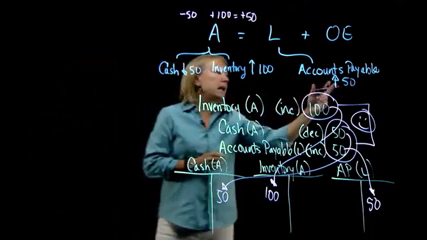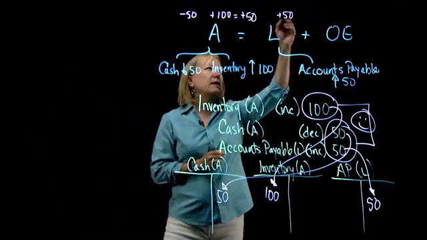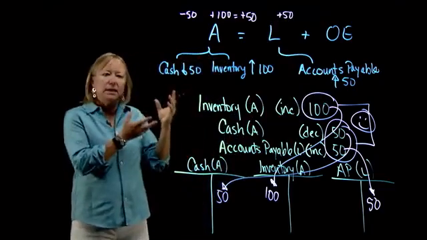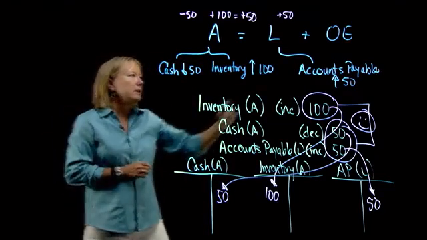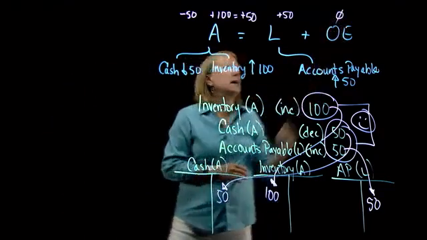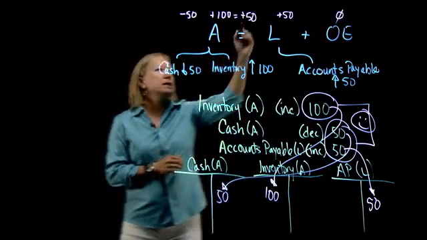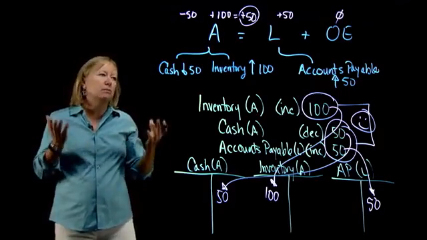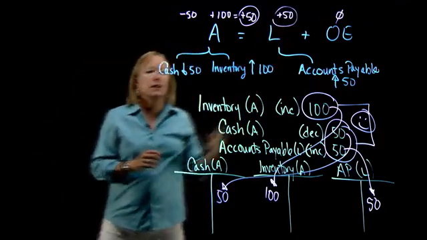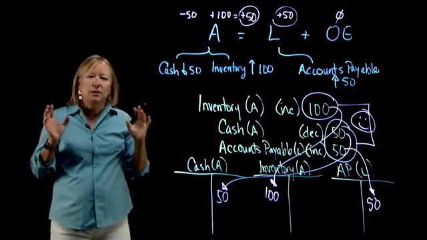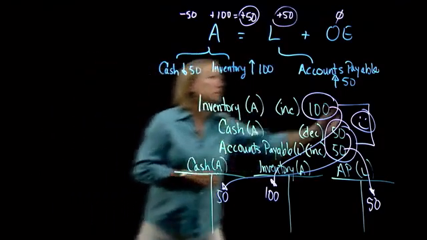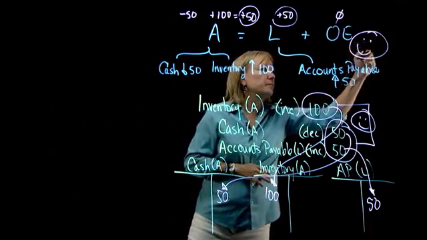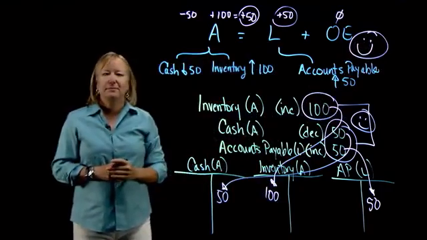The accounts payable account, which is a liability, increased by 50. So the liabilities are up in total by 50. There's no effect on owner's equity. So what we see is that the asset side of the equation, or the left side, in total is up by 50. The right side of the equation is up by 50, so the equation stays in balance. Great work.